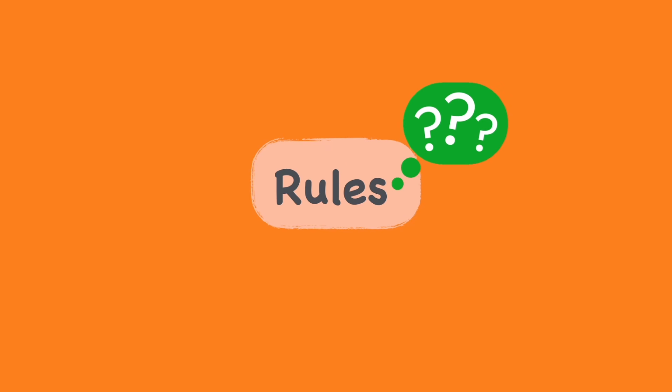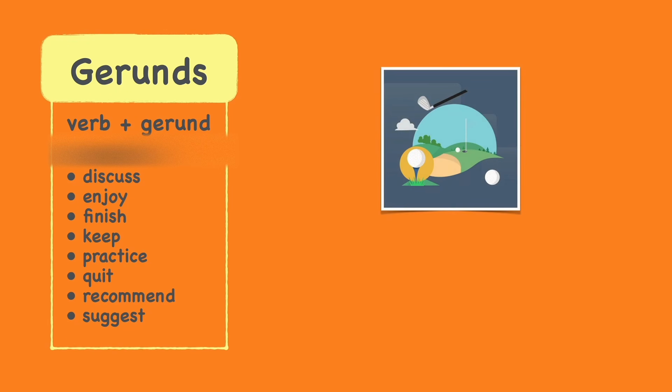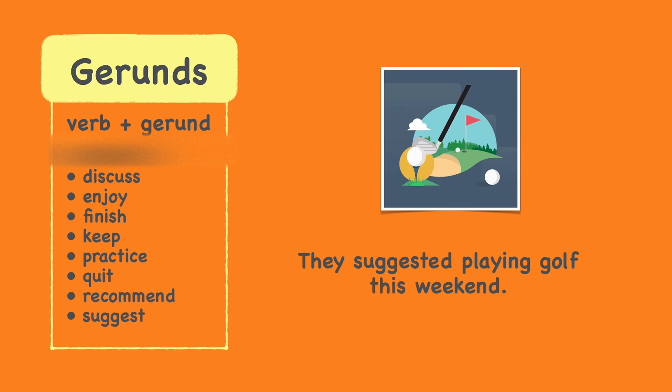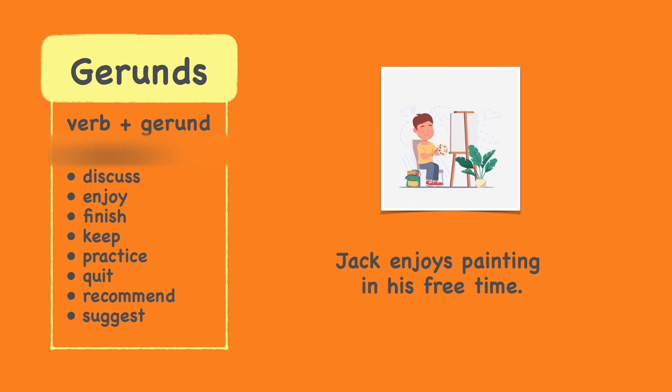How do we know when to use gerunds in English? There are 3 basic rules for using gerunds in English. Some verbs are always followed by a gerund. Common verbs followed by a gerund are discuss, enjoy, finish, keep, practice, quit, recommend, and suggest. For example, they suggested playing golf this weekend. Jack enjoys painting in his free time.